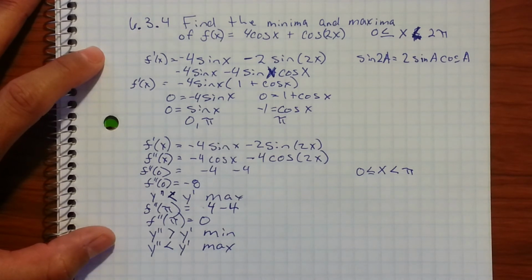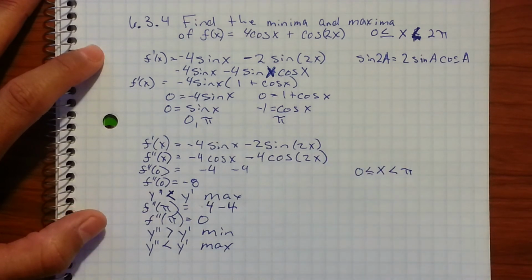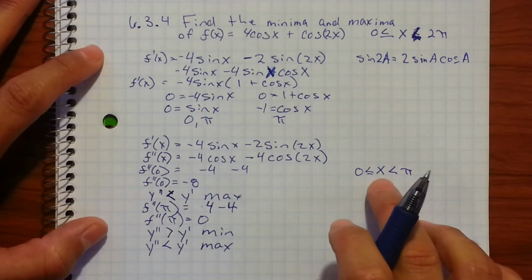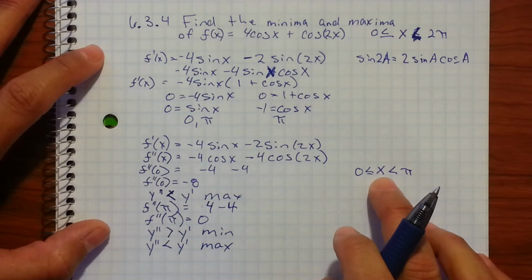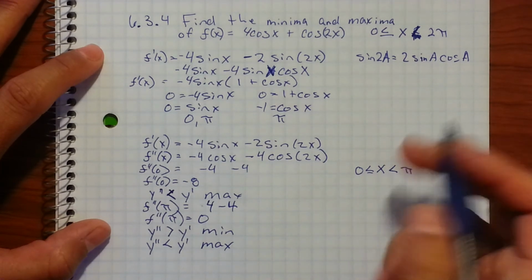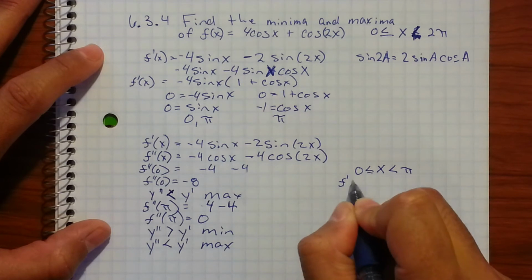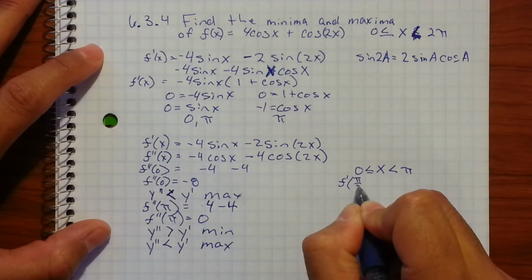And we're going to pick a number in between, and we're going to see what our value is there. Is it going to be positive or negative? We'll see. Okay, so let's take a look. I'm going to pick pi over 2. So f prime of pi over 2.